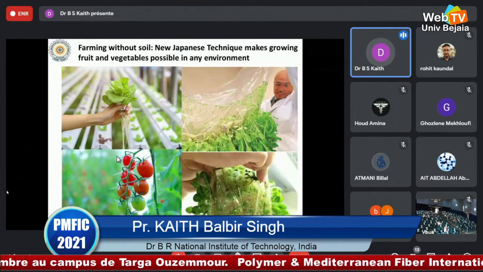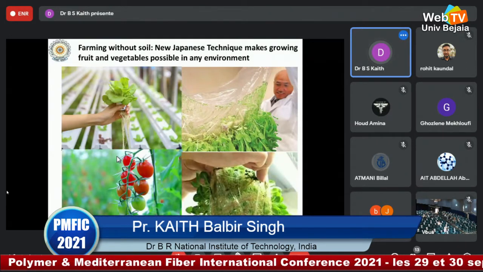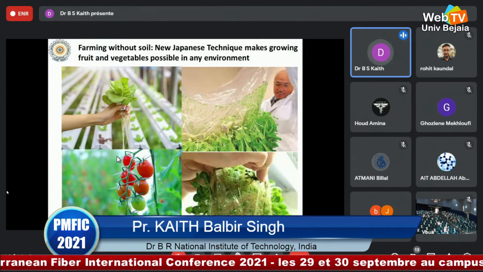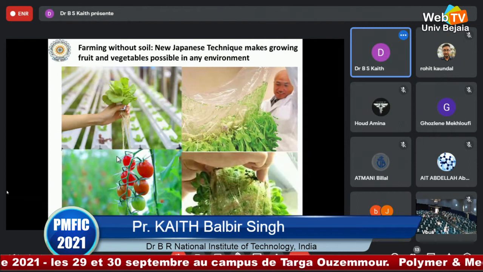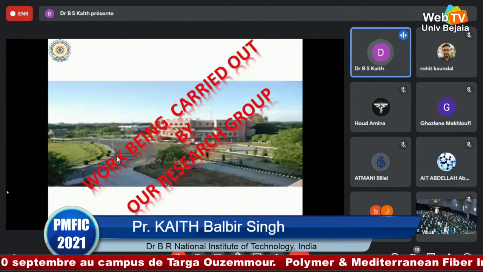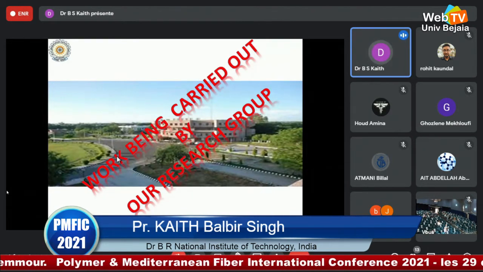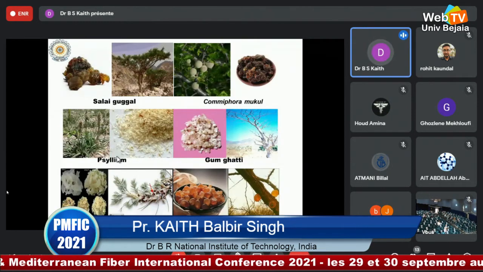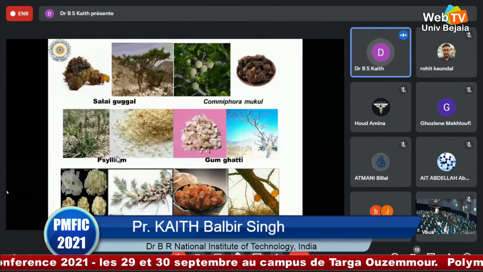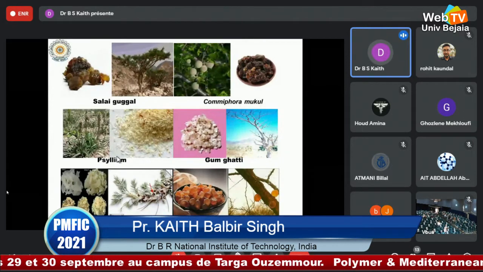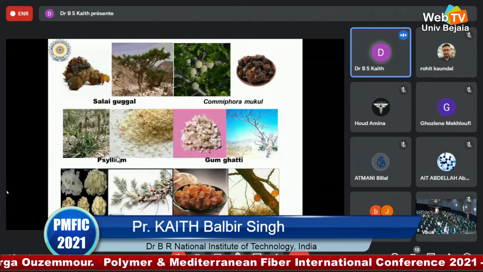So I'm giving you an example here: farming without soil. It's a new Japanese technique, growing fruits and vegetables possible in any environment. Here they are making use of such smart materials for growing various types of fruits and vegetables. Now I come to the work being carried out at NIT Jalandhar by our research group. Our research group is making use of various types of natural backbones, such as psyllium, gum ghatti, gum tragacanth, gum arabic, etc., which are highly biodegradable and highly biocompatible in nature.